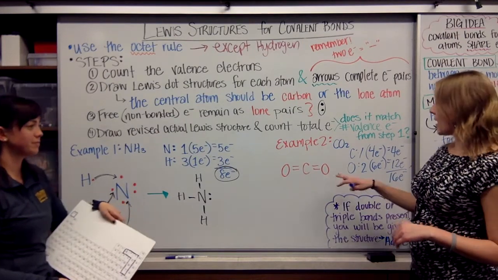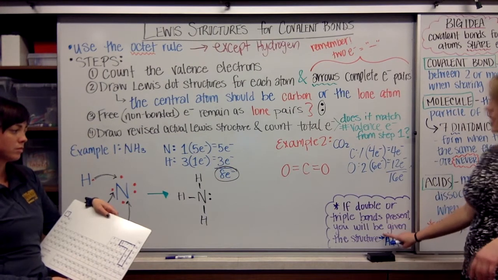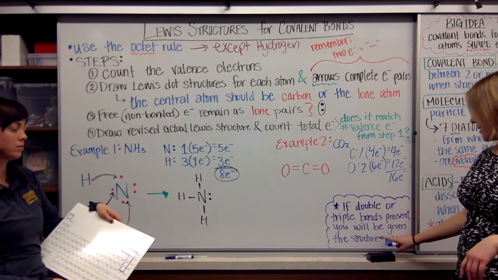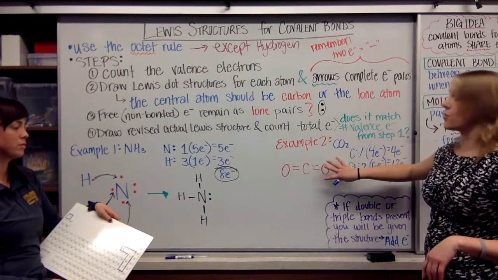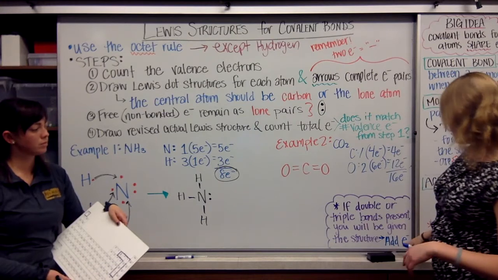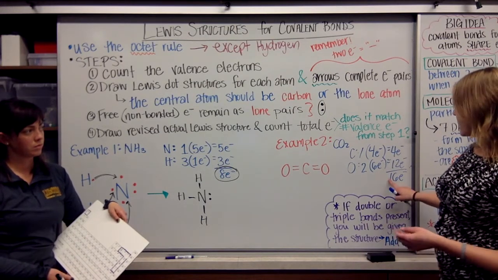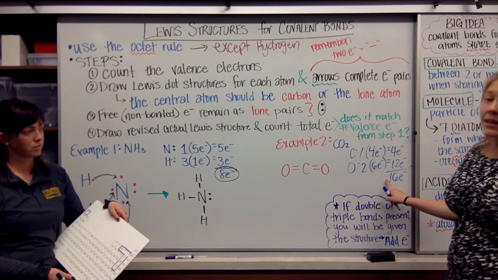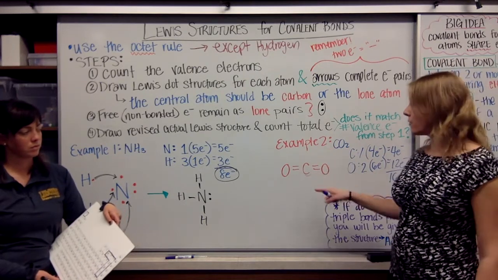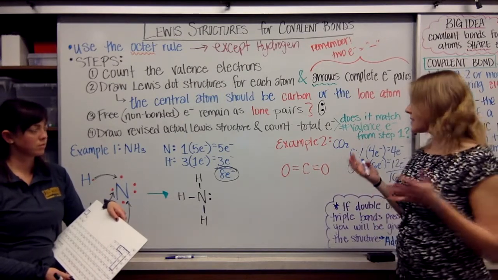Now, if double or triple bonds are present in the structure, we will give you the structure. So that's why this is already drawn for you. There's double bonds present. We're not going to make you predict that. So all you have to do, down here it says in the corner, is add in the electrons. So we have 16 electrons we need to show. How many are we showing so far? 2, 4, 6, 8. We need to add in 8 electrons.